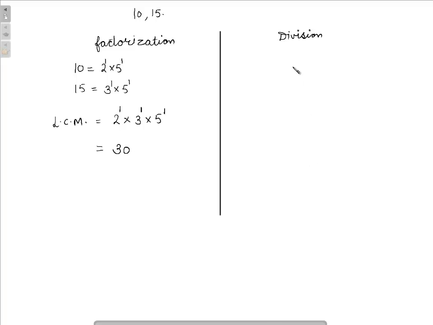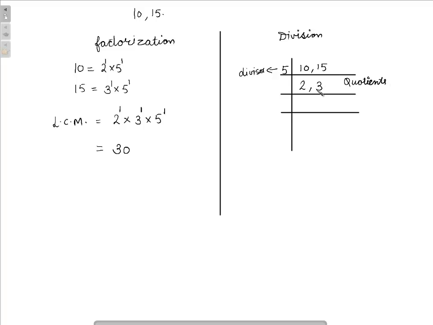Now we will go by the long division method. Write the numbers here, 10 and 15. Now here we will take a divisor of 10 and 15. I mean, we will take that number which is dividing the maximum number of numbers. So I can write 5 here. We will write quotients here, 2 and 3.